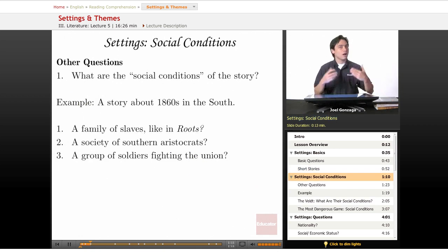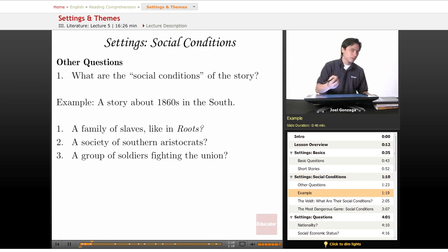But there are other questions that we have to ask about setting. Those 2 are important, but they're not enough. And here's why. Let's think about the social conditions of a story. Here's a quick example. If I wrote a story about the 1860s, well, that's when, and I said it's in the South, that's where, that's not sufficient for a setting, is it?